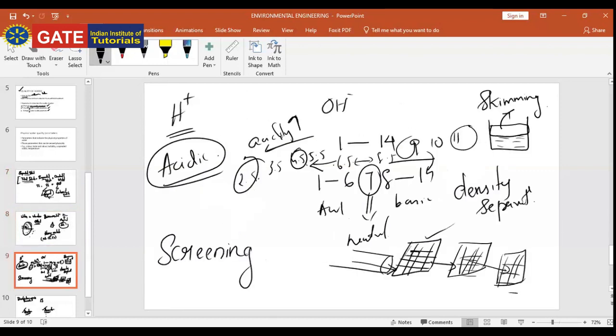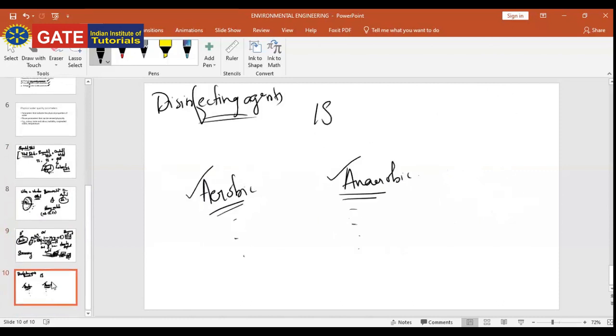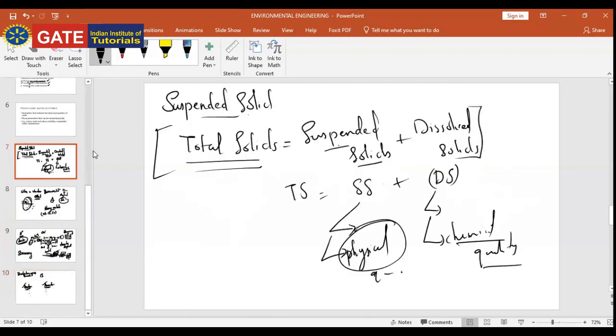Now coming to the problems with suspended solids other than the aesthetic reason. We call it the aesthetic reason because if we see it, we don't like it. Then we call it an aesthetic problem. We are having an aesthetic problem, so I am not ready to drink that particular substance, right?